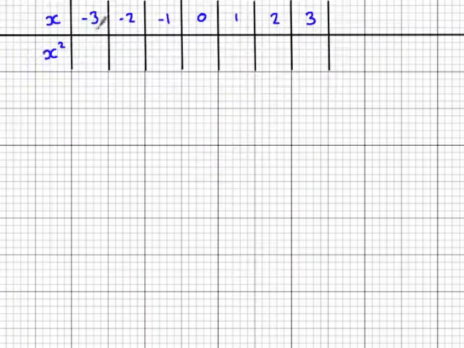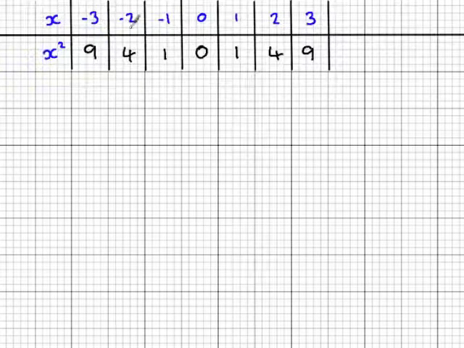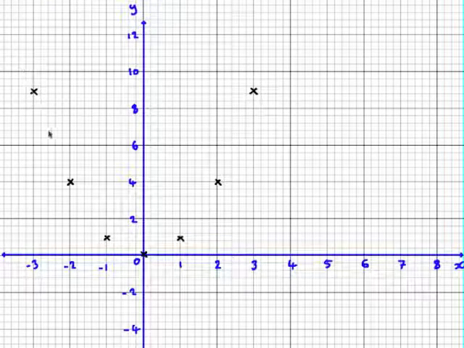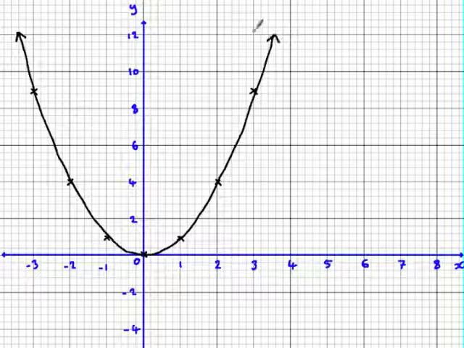We take some x values from -3 to 3 and square them, and then we'll plot these as pairs of coordinates and then draw a nice smooth curve through the points to give the parabola y equals x squared.